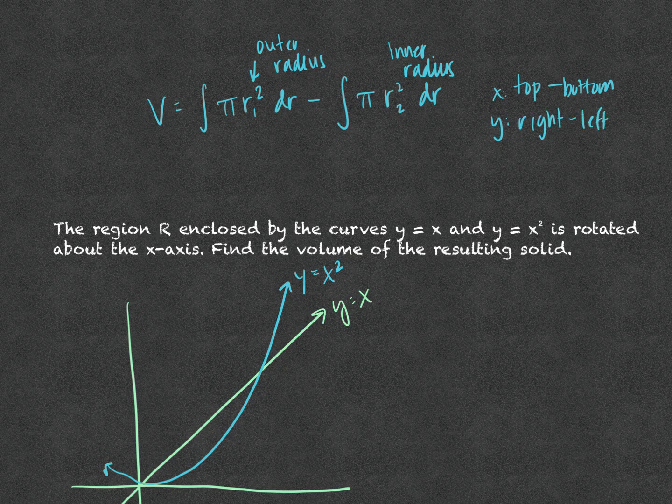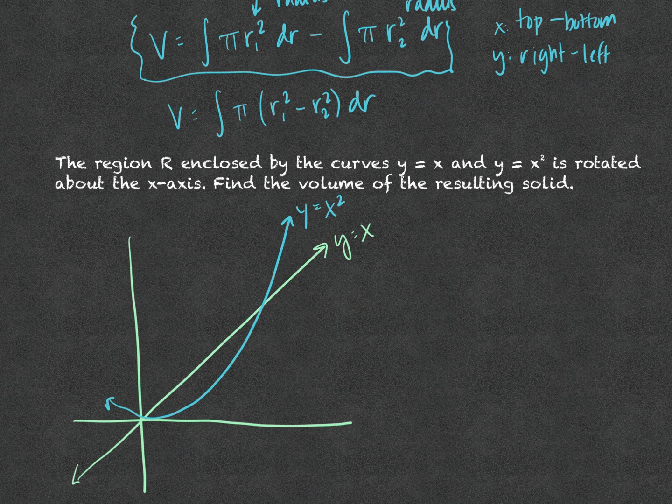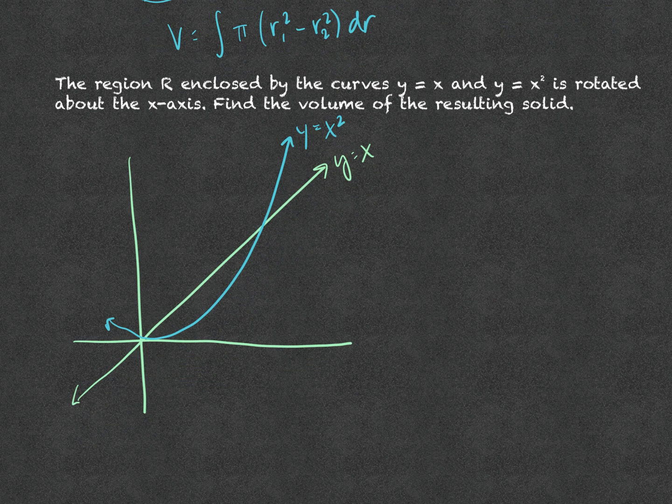So if you're somebody who memorizes things, you want to catch that. You can say the volume equals the integral pi times r1 squared minus r2 squared dr. But I find that students put that r squared in weird places, or not in there. So I'm a fan of setting it up into this long one and then combining them when they have matching bounds.